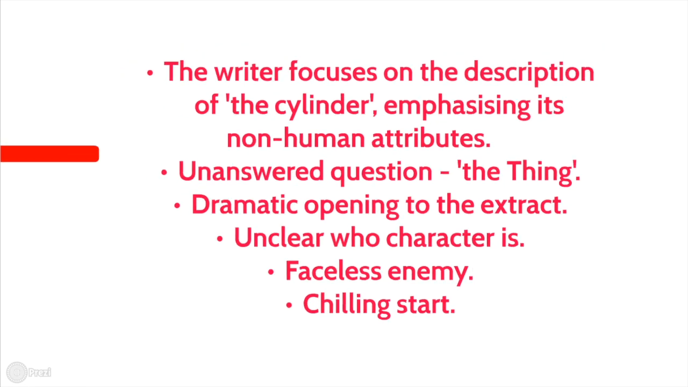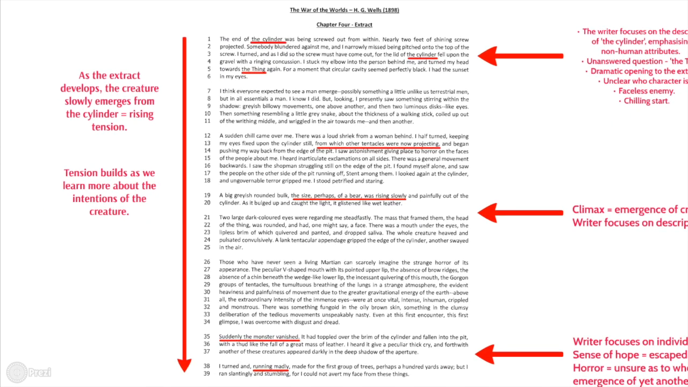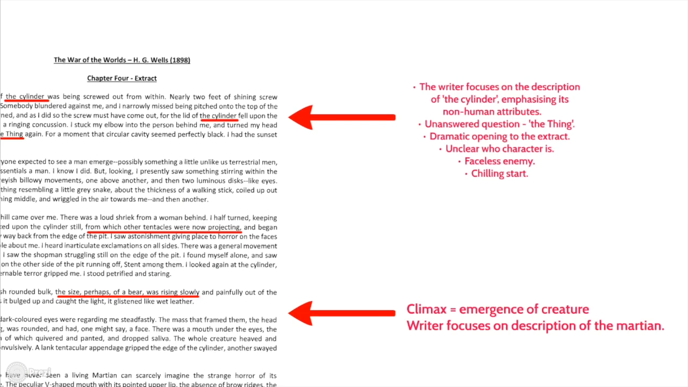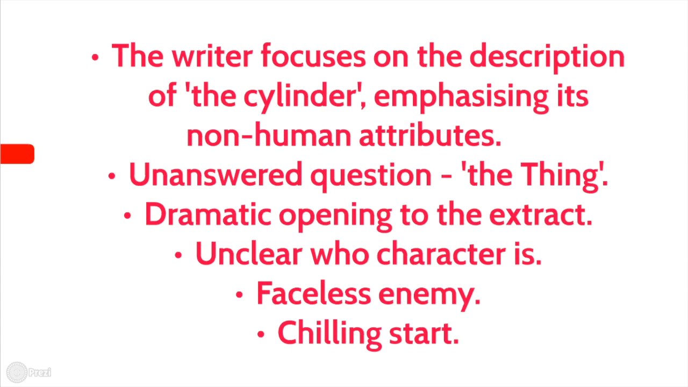So at the beginning, if you see, it discusses how the cylinder, which we don't know anything about, is there with the people, and this cylinder and the thing are mentioned, okay? So what I've said here is the writer focuses on the description of the cylinder, emphasising its non-human attributes, okay? So the structural feature would be description. It's an unanswered question because the writer says the thing.